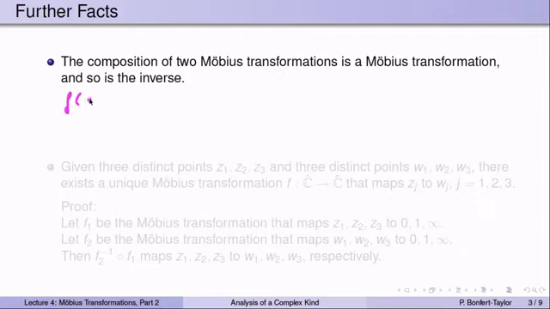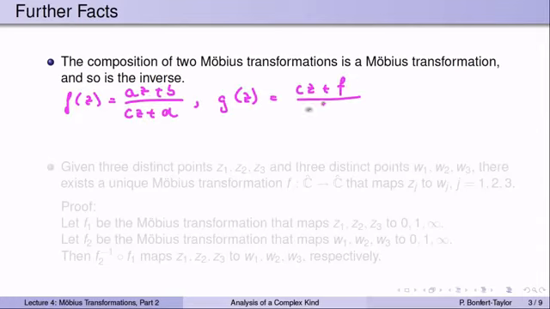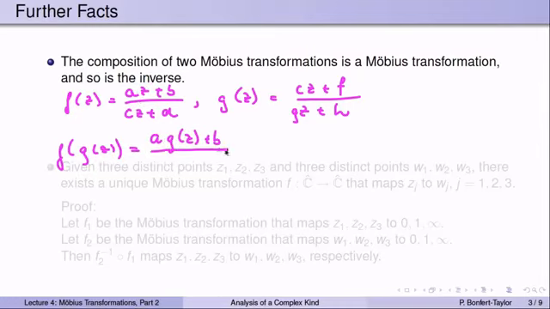Suppose f and g are Möbius transformations. f of z is (az + b)/(cz + d), and g of z is, say, (ez + f)/(gz + h). And now suppose we want to look at f of g of z and show that that again is a Möbius transformation, so again has this form. How would you do that? Well, f of g of z means instead of z, we're going to write g of z. So that's (a times g of z + b)/(c times g of z + d). And now we plug in (ez + f)/(gz + h) for g of z. And at the same time, we're going to multiply top and bottom by gz + h to get rid of the fraction within the fraction.